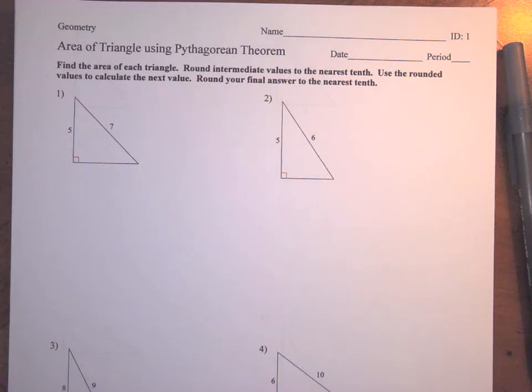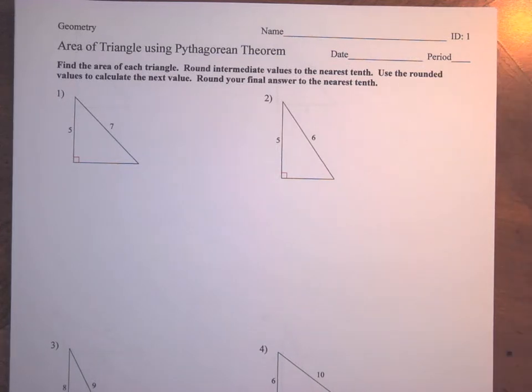Okay, guys, this is the second part of the day, or the week. I'm not going to be grading this one, so don't get too tense about it. But it does have a little bit of interest. What we're talking about here is finding the area of a triangle where we have to use the Pythagorean theorem.